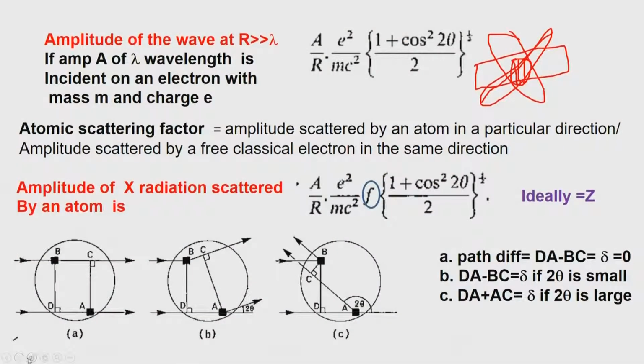happening. It is all happening because of the amplitude of the wave which comes at very long distances at r. Let me go back to the other mode. The amplitude of the wave at a distance r, which is very far away in terms of the lambda value, if the amplitude A of that lambda wavelength is incident on the electron with a mass m and a charge e, then the amplitude will be this value. This depends upon an expression of this kind. We have to understand what it all means.